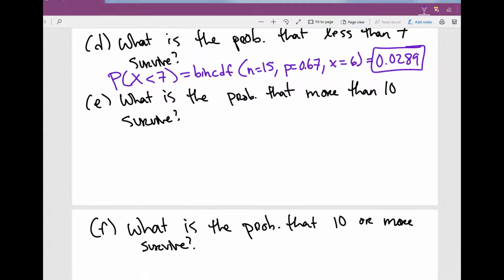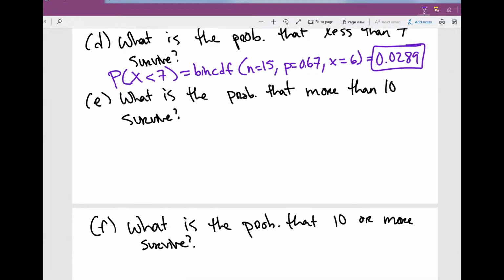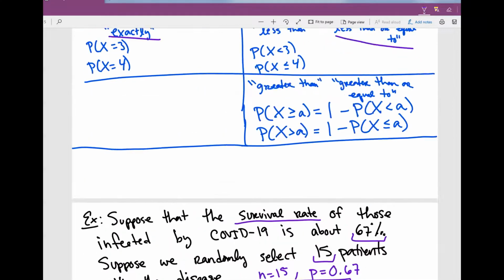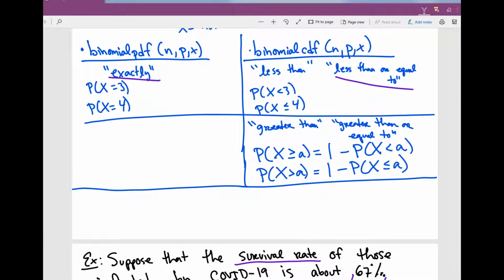All right, so now we have 2 more problems to go. What is the probability that more than 10 will survive? So we want the probability that more than 10. Is the 10 included? No, because we want everything that's more than 10. Now, can we do something that's greater than? If we go back up, notice that binomial CDF will not do greater than. It only does less than.